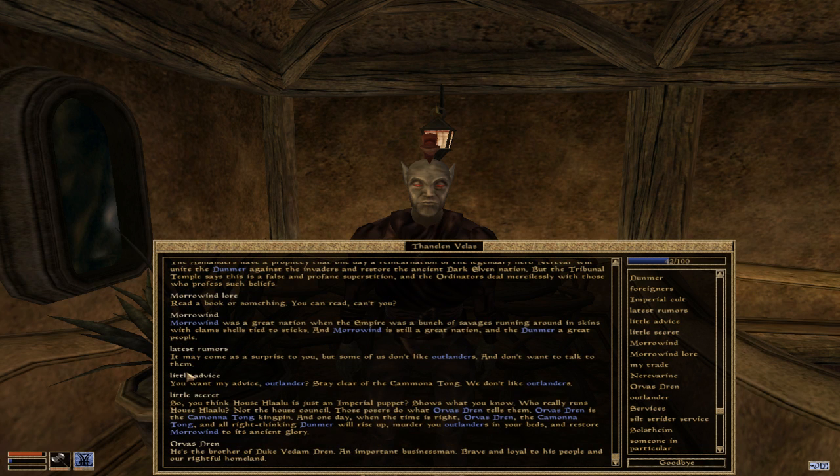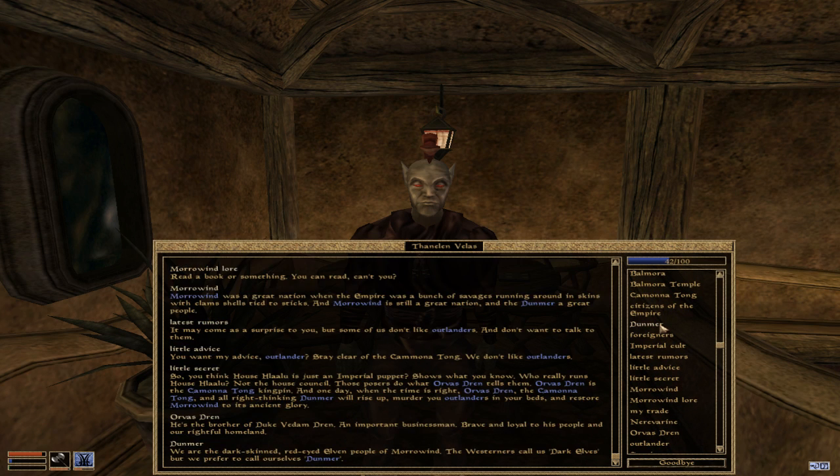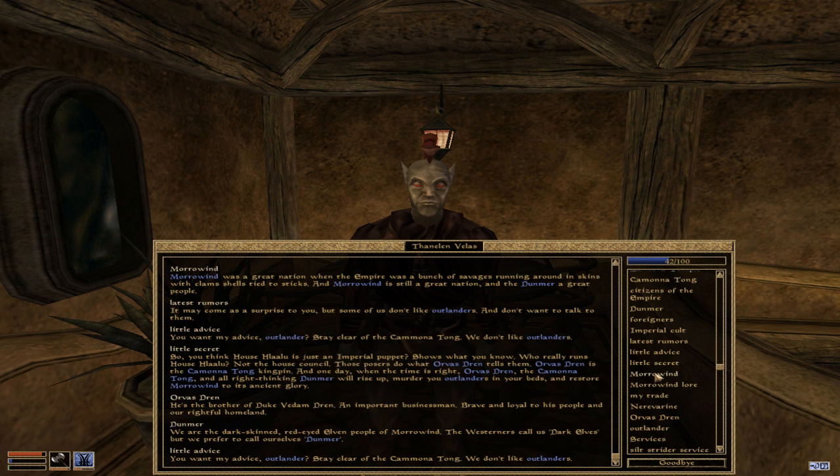Orvas Dran, who is it? He's a brother of Duke Vedam Dran, an important businessman, brave and loyal to his people and our rightful homeland. Okay, okay. What do you say about Dunmer? We are the dark-skinned, red-eyed elven people of Morrowind. The Westerners call us Dark Elves, but we prefer to call ourselves Dunmer. Okay.